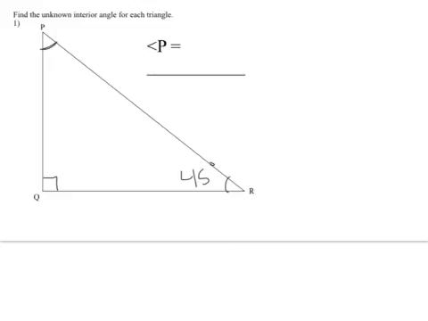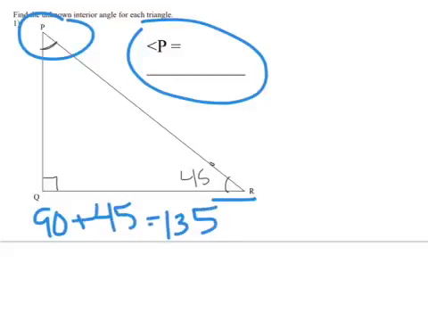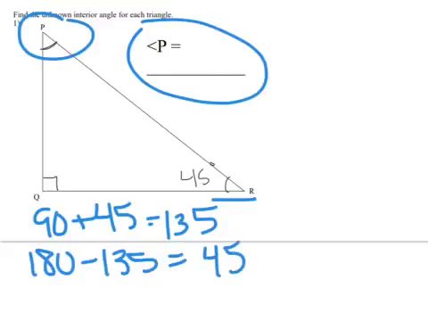So example 1, the directions say find the unknown interior angle for each triangle. So we're trying to figure out what angle P is equal to, which is this top angle here. We know that angle Q is equal to 90 degrees and angle R is equal to 45 degrees. So we're going to add that together, which will give us 135. And we know that all three angles in the triangle should add up to 180. So 180 minus 135 will give us 45. So that means that angle P is equal to 45 degrees.